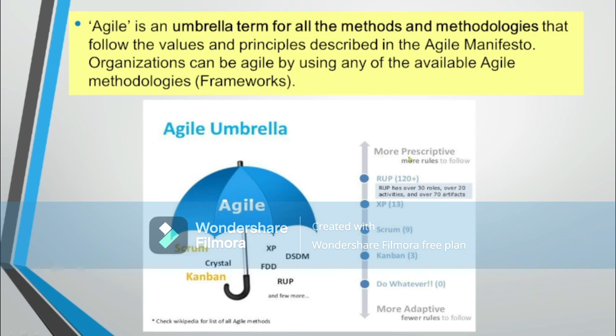It shows which are more prescriptive, meaning more rules to follow. The RUP method has 120 plus rules, more than XP. XP has 13 rules. Scrum has 9 rules. Kanban has 3, and this is sparse. In the Agile method, we can do whatever we want. We can do anything in this model.